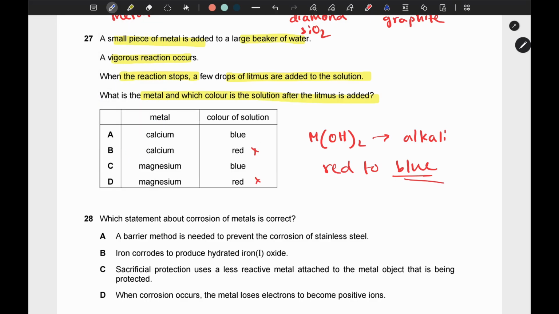And as for the metal, it said that a vigorous reaction occurred. And since both of our metals are from group 2, reactivity increases down the group. So between calcium and magnesium, calcium is below magnesium in group 2. As a result, it will be more reactive, and hence the reaction with calcium will be more vigorous. In that case, A is our answer.